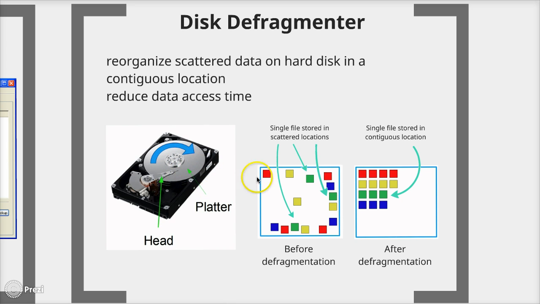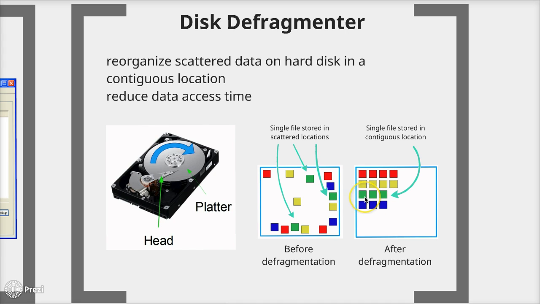So in order to retrieve this file, this hand has to move forward and backward in order to locate the 3 different parts of a single file. This will spend a lot of time looking up a file, so this will increase the data access time. If you want to reduce the data access time, then we need to pack or reorganize the file storage location. So after this defragmentation, the files are arranged in a contiguous location.